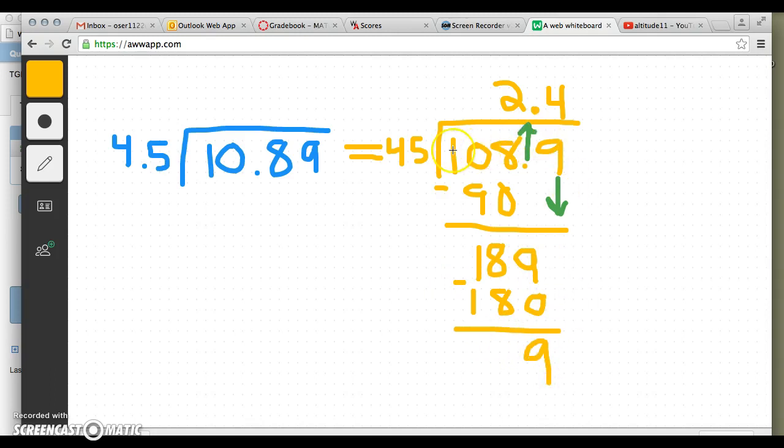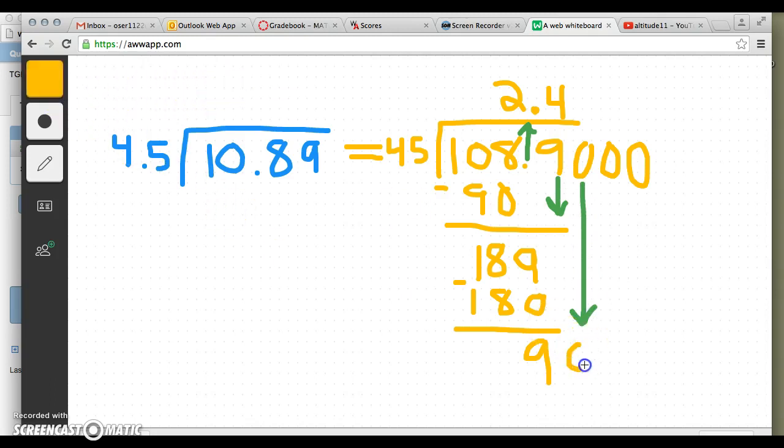So notice here, guys, that in our dividend, we do not have any other numbers to bring down, just like we brought down our 9. However, remember, we can always add as many zeros to the end of this number as we want, and you're not going to change its value. 108.9000 is the same thing as 108.9. So we now can bring down this 0, just like we had brought down the 9 before.